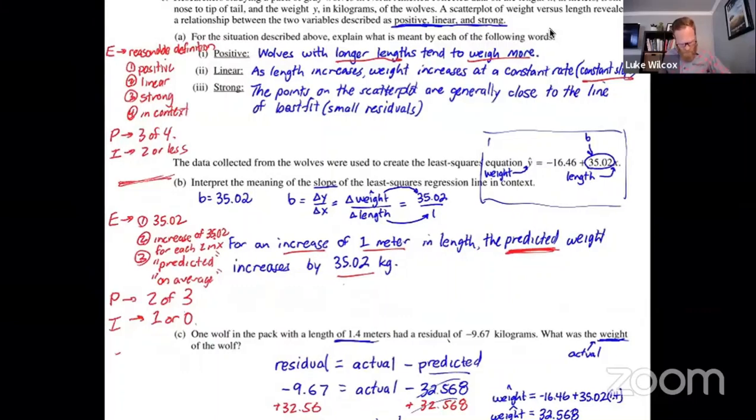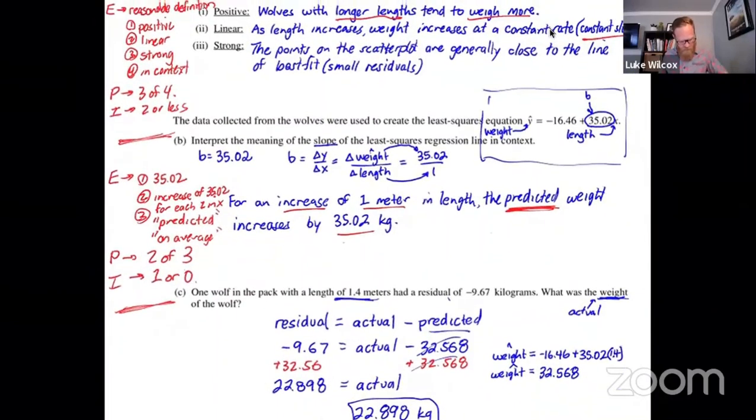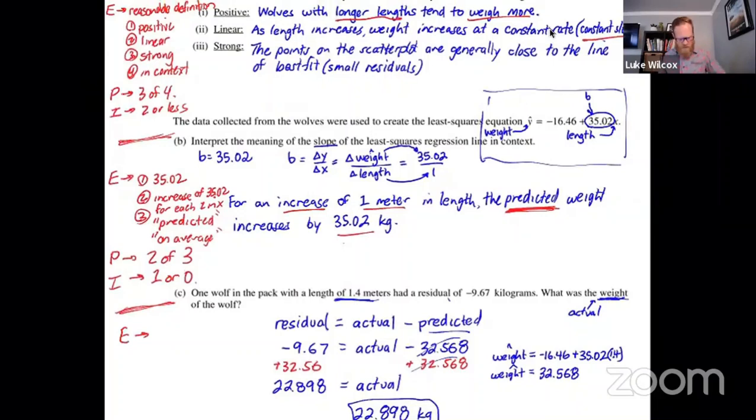And then we are ready for part C. In order to get full credit here, essentially correct, there are two components that you need. Number one, the correct calculation for the predicted value of 32.568. And we had our work shown over here. And then the second component is to have the correct answer in the end of 22.898, which we have here. If you have both of those components, that would be essentially correct. Partially correct, you'd have to have just one of those two. And then incorrect would be 0.